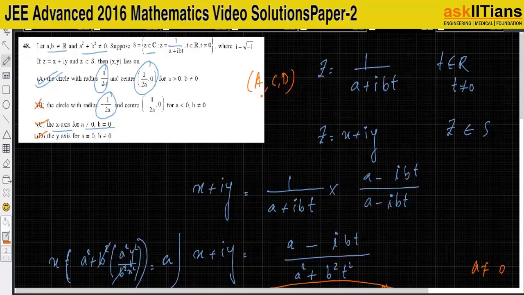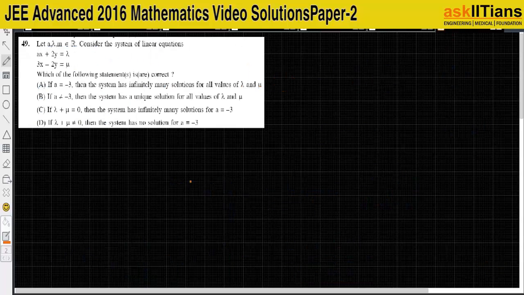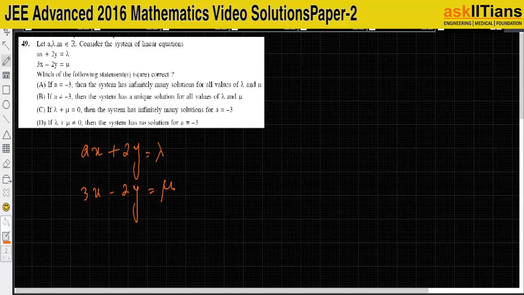Okay. Now question number 49. Question number 49 is based on Cramer's rule, for just two variables. Two linear equations are given to us, this and 3x minus 2y equal to mu. Which of the following statements are correct? So this we have to find out.